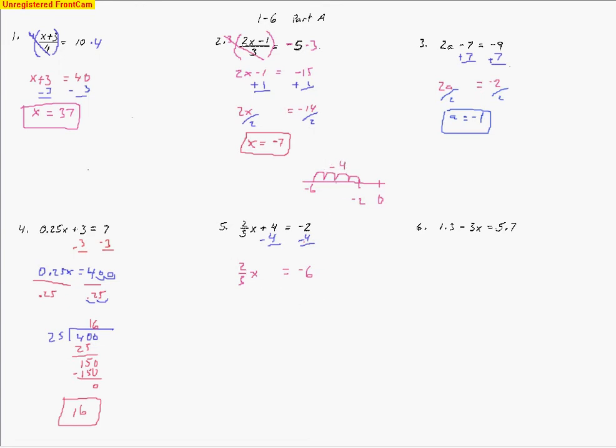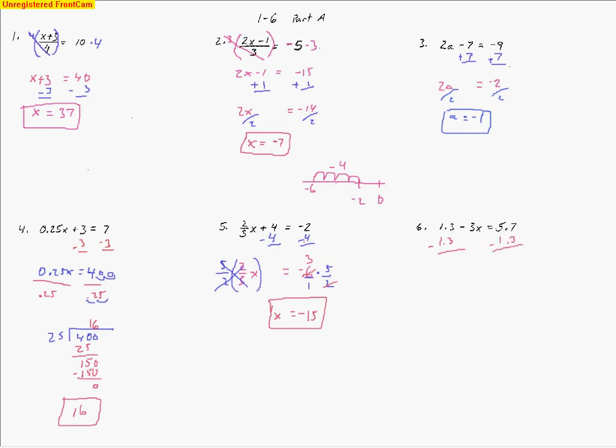So from this point, I need to multiply by the reciprocal. So I'm going to multiply by 5/2 to get those 5's to cancel, those 2's to cancel, and do the same thing over on the other side. So treat that negative 6 as a fraction, negative 6 over 1. Look for the cross canceling. 2 goes into 6 3 times. Multiply across, and we get our answer: x equals negative 15.